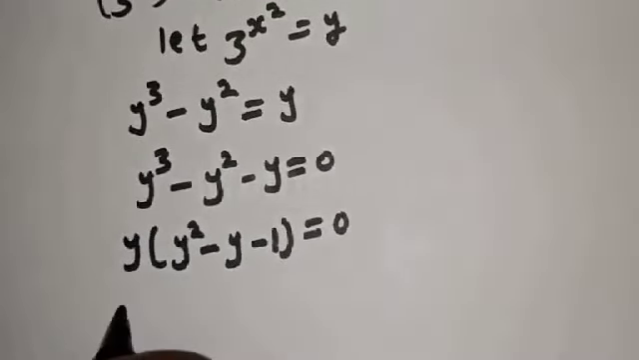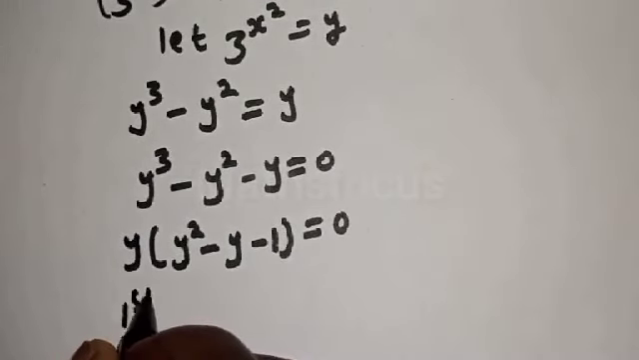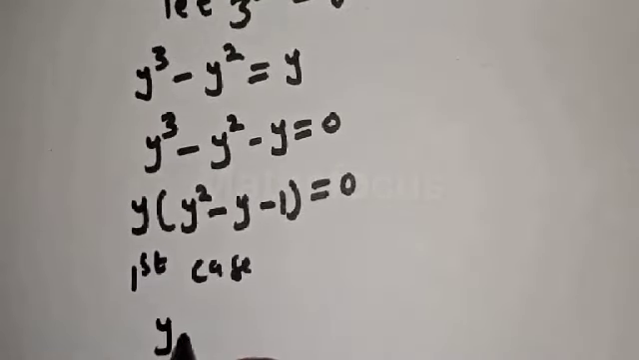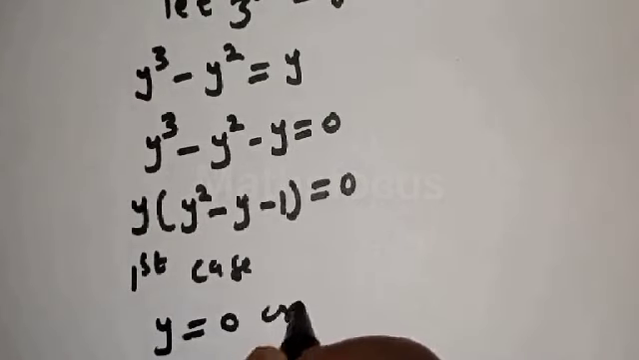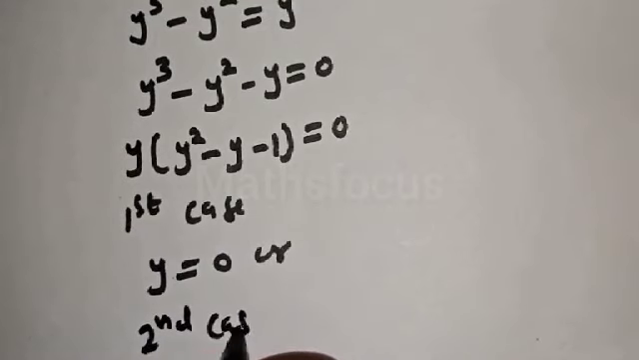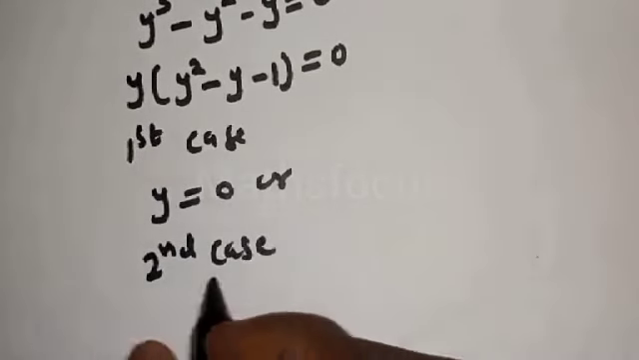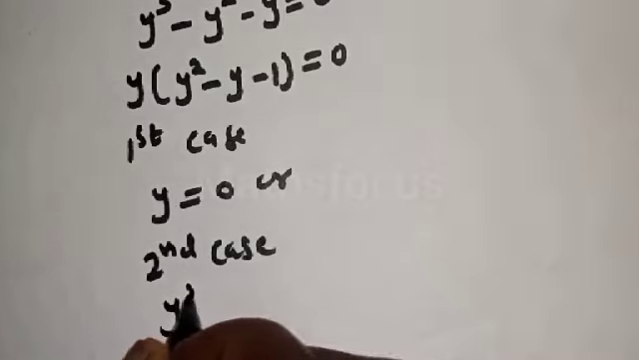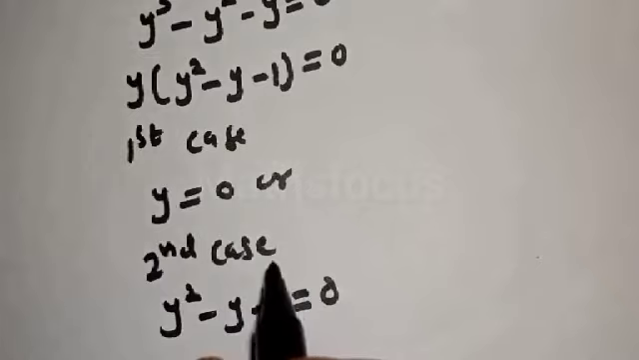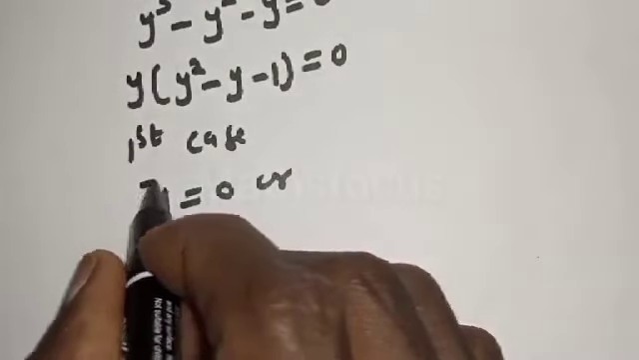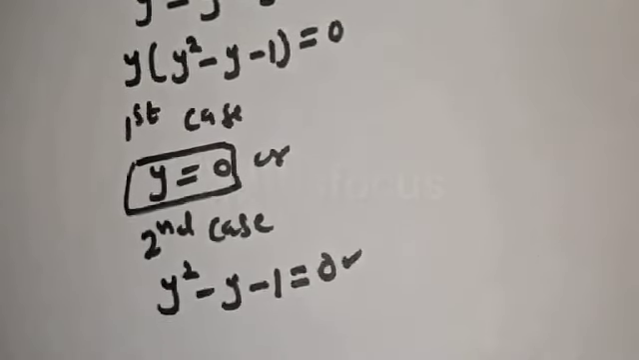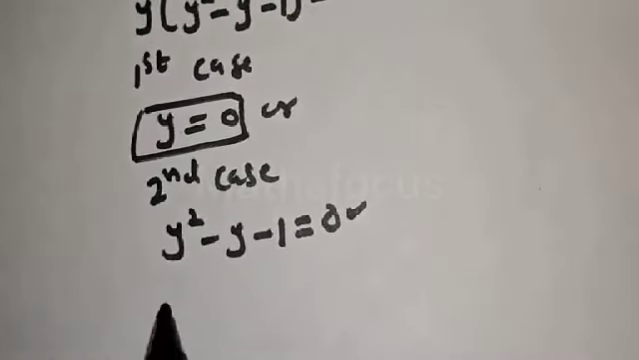There are two cases here. First case is y is equal to 0, or second case, y² minus y minus 1 is equal to 0. So from here we have y is equal to 0. Now let's work with this. This is a quadratic equation which can be solved using the quadratic general formula.